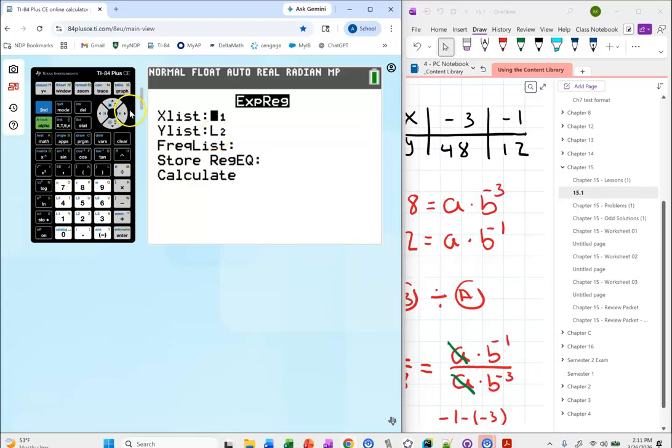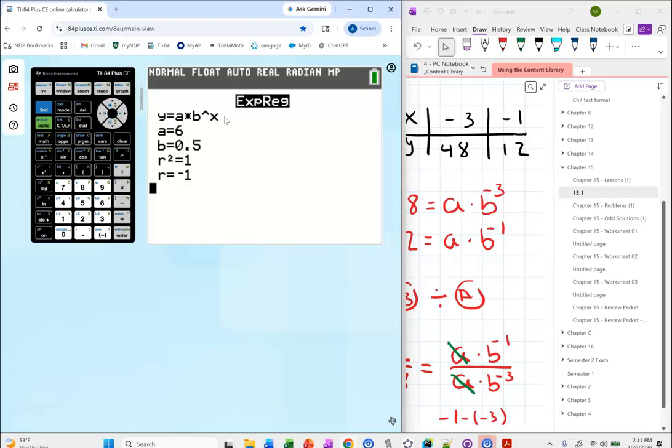I'm going to do that on L1 for my x's and L2 for my y's. And I'm just going to hit calculate. And look at what it tells me. It tells me this is y equals 6 for a times 0.5 b to the x. Is that not the exact same thing that we just wrote?